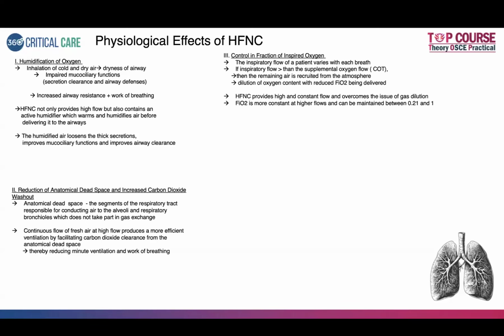If the inspiratory flow that the patient is taking is way higher than the supplemental O2 flow, that is with conventional O2 therapy, where you are giving O2 via 6 liters or 7 liters, then the remaining air is recruited from the atmosphere. So that will lead to dilution of the oxygen content with reduced FiO2 being delivered. In this situation, HFNC helps by providing a high and constant flow and overcomes this issue of gas dilution. It is more constant at high flows and can be maintained between 0.21 and 1.